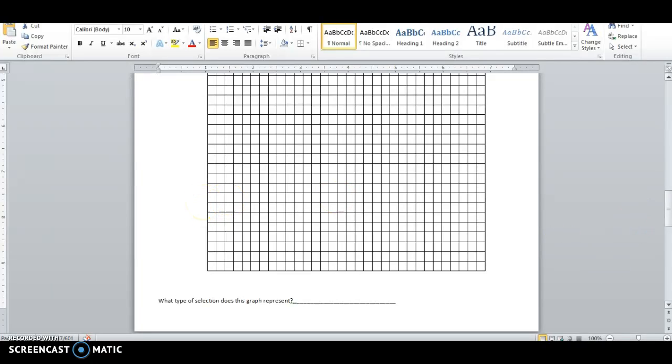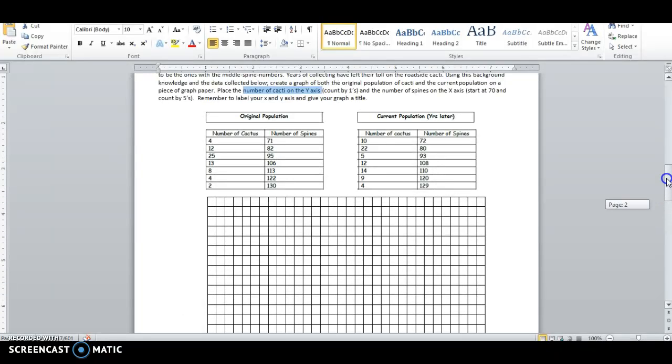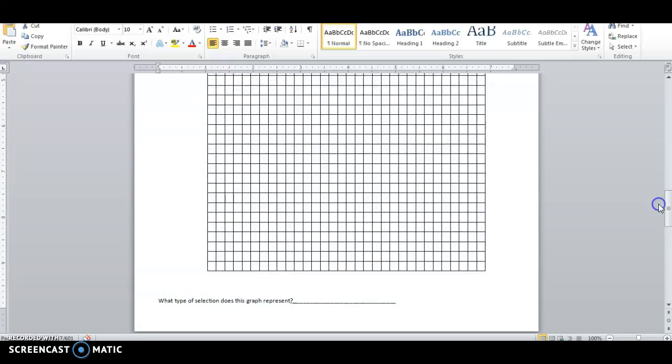Okay, and then on the x-axis, we are going to write number of spines, down here at the bottom. Now pay attention. It says we have to start at 70. So in this first box here, we're going to start right at 70. So even if you're numbering the other side right now, what I want you to do is stop and write a 70 here so you don't forget. So this first box, we're writing 70. And then it says count by twos. So 72, 74, 76, 78, etc.